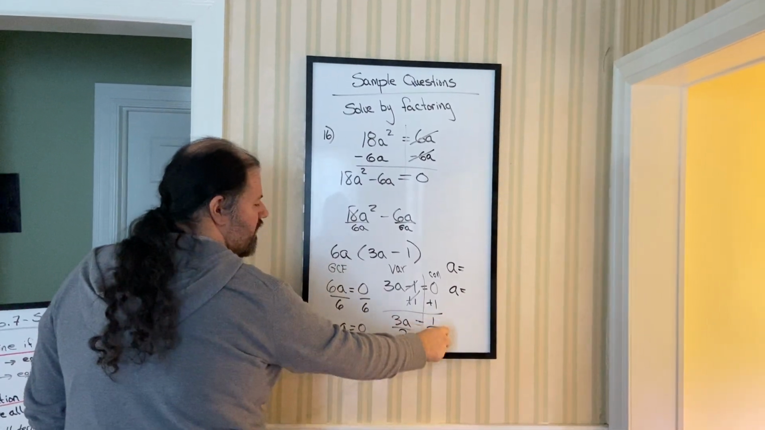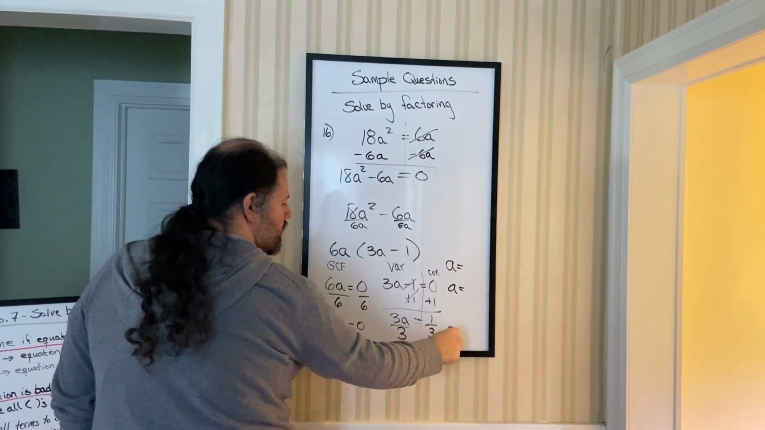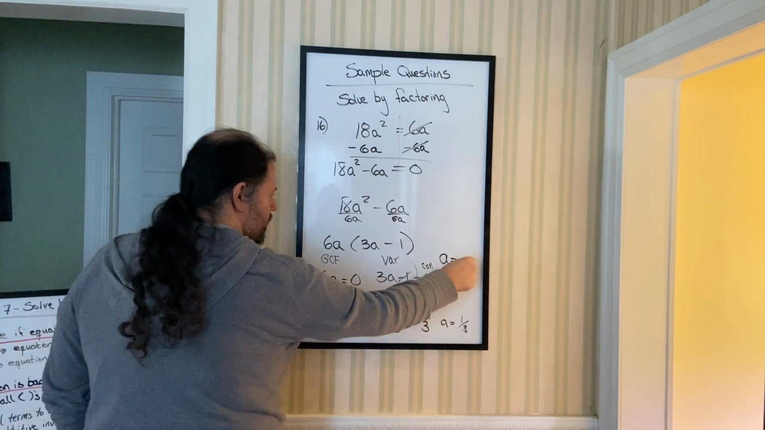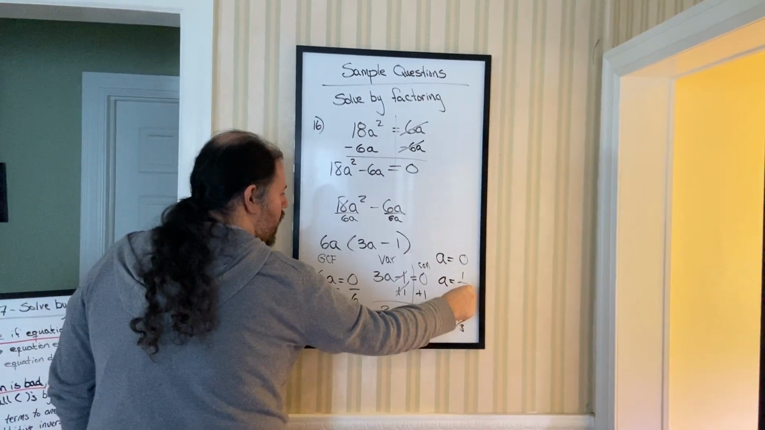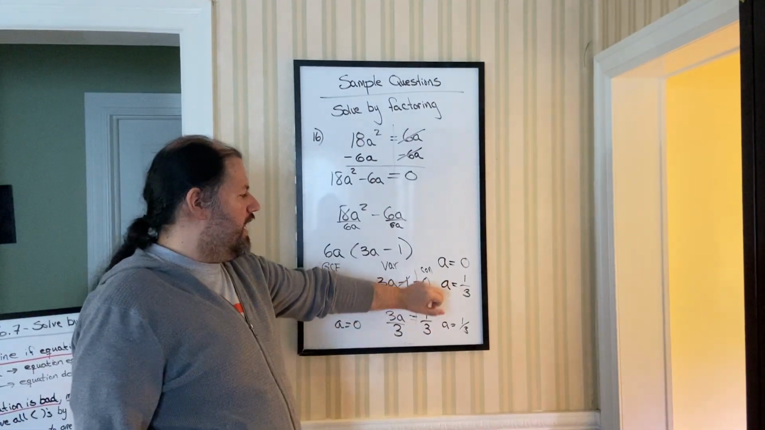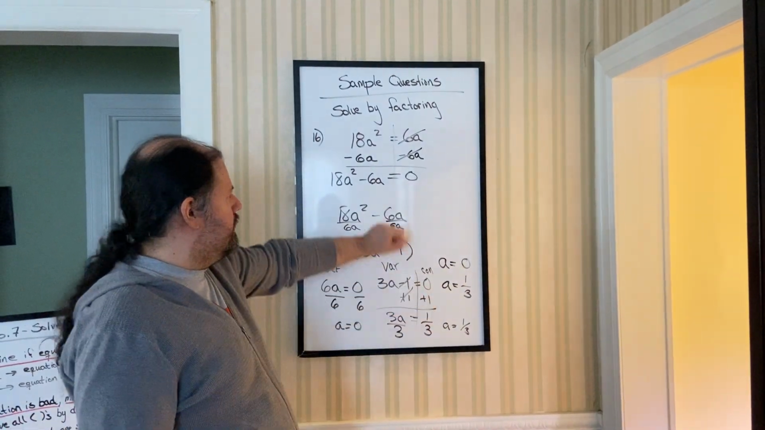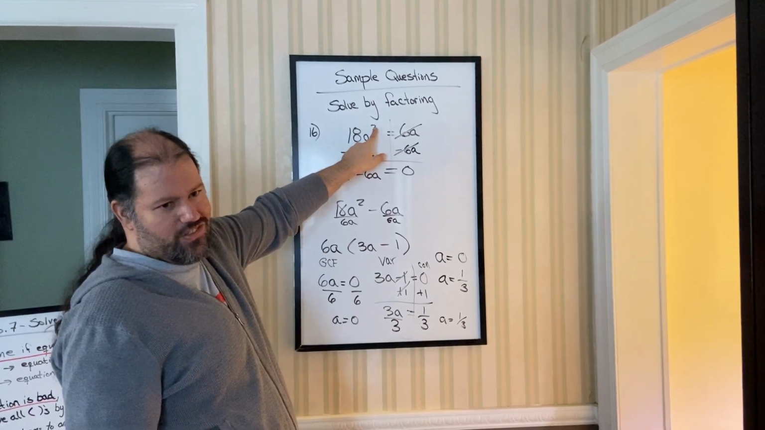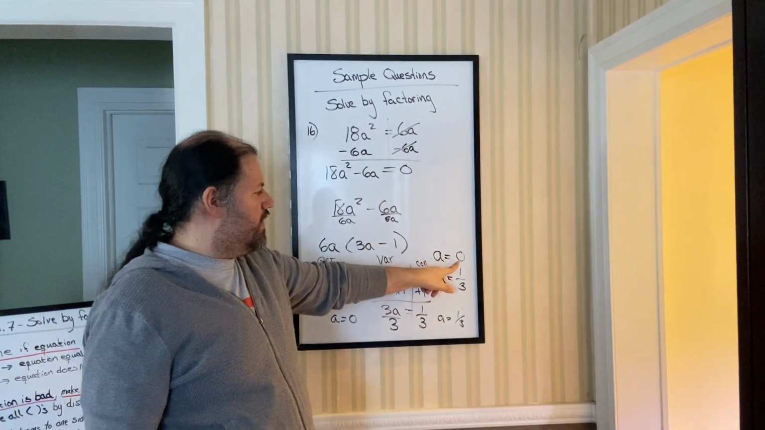Remember how I said you can have a fraction as your answer? So there's our 2 answers. a equals 0, and a equals 1/3. So your answers can be fractions. How did I know I was going to get 2 answers? Our original problem had 18a squared. The squared meant two answers. 1, 2.